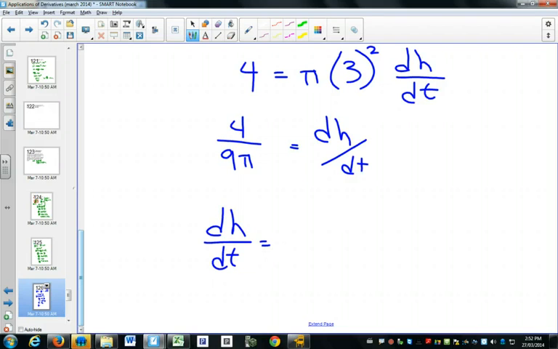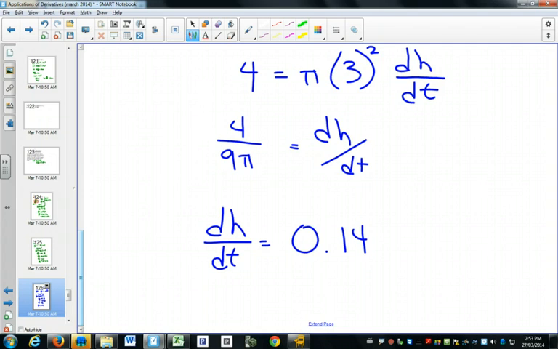1.27, 1.27323954447. I will do the mental math first, because it's going to be 4 over 27, which as far as I know is less than 1. It's 0.14.